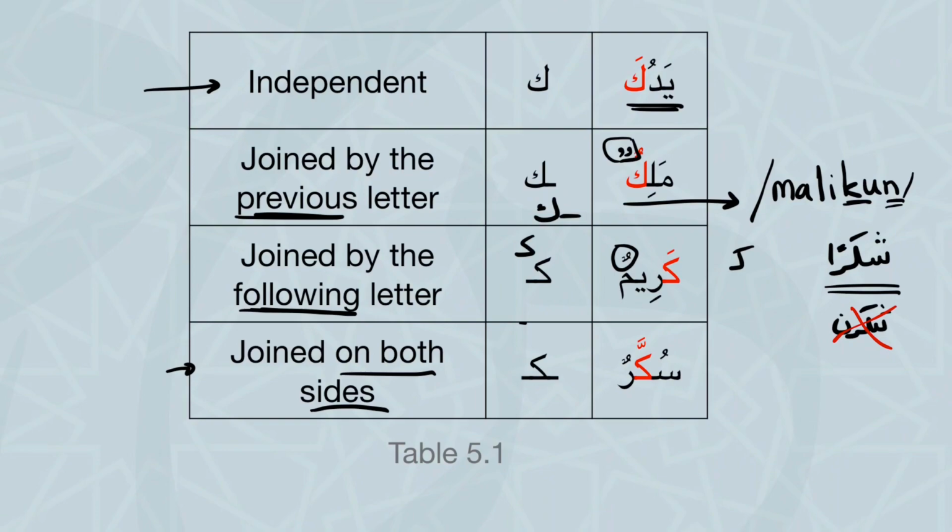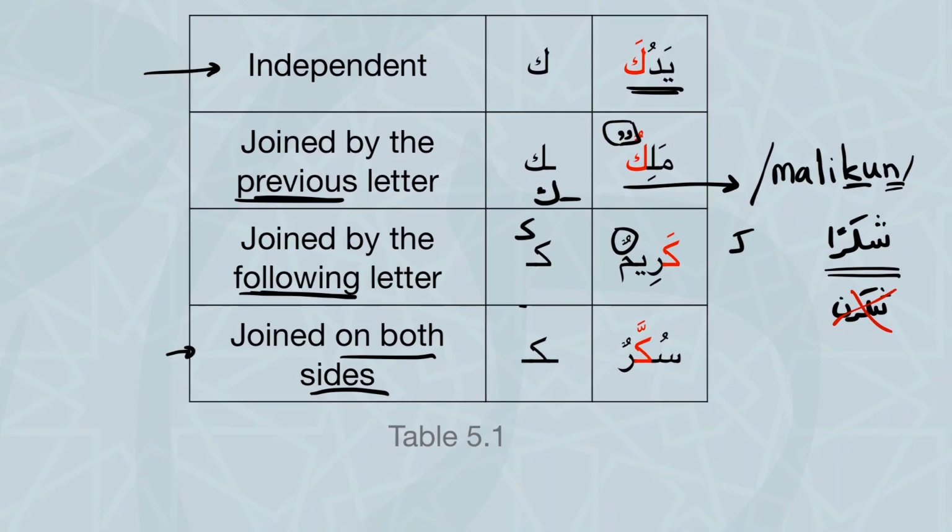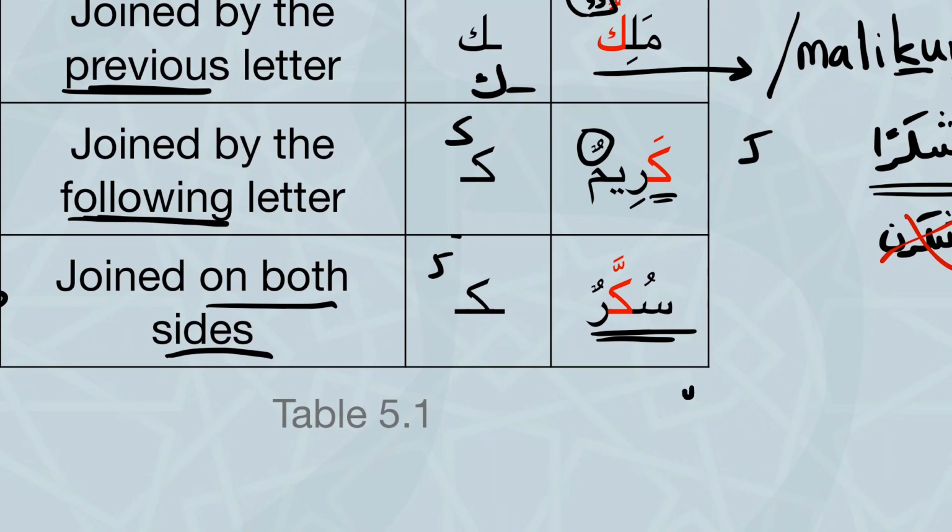Now, if we go to the final scenario, which is joined on both sides, basically you retain the same shape from the initial, or the following joined by the following letter scenario. While you're writing, let's say I'm going to write this word again. So I would do it like this, and that's how I'd write kaf. You can also do this, but to me this shape does not flow pretty nicely when you're writing.